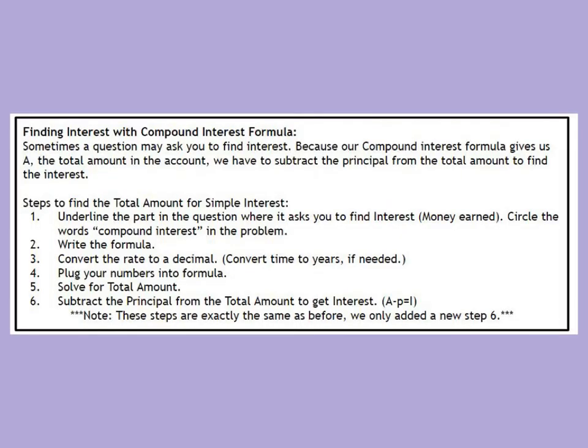So when we have the compound interest formula, we have it A equals. That means it doesn't give us the interest, it gives us a total amount. So when it asks us to find the interest, we have to subtract the principal from the total amount to find the interest. So you're going to do the same steps as before. The only thing that changes is step number 6. You're going to subtract the principal from the total amount to get the interest. And that's kind of using the letters for it.